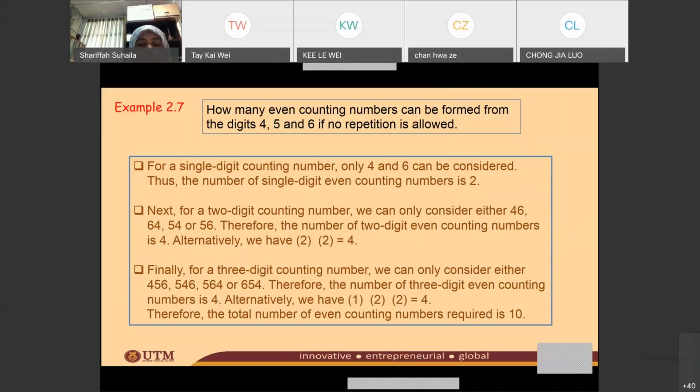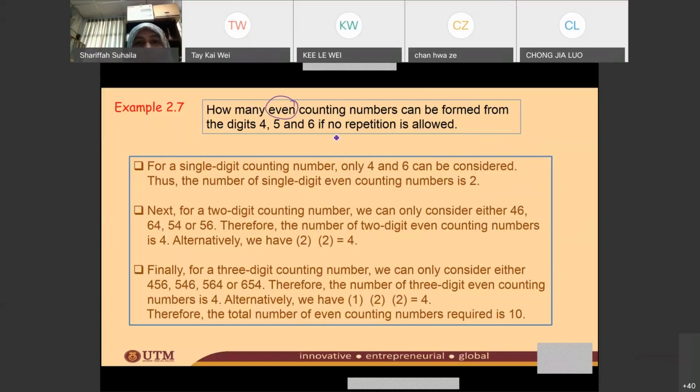Even counting numbers can be formed from the digits 4, 5, and 6 if no repetition is allowed. Maksudnya dia nak dapatkan even number lah, even counting numbers, bilangan nombor genap. You have digits 4, 5, and 6. And again, syarat dia, there is no repetition allowed.